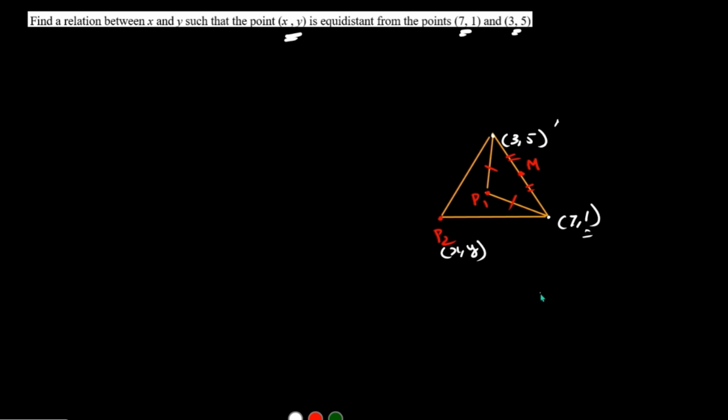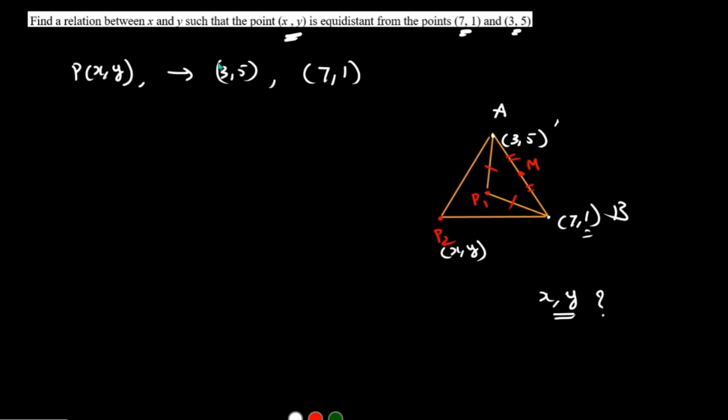Let's find the relationship between x and y. So how do you solve it? Let's take P of x, y having equal distance from the points 3, 5 and 7, 1. So what is the condition for equal distance? Let's take this point as A and this point as B. The distance between P and A must be equal to P and B.